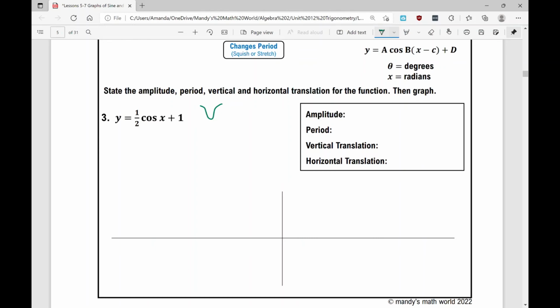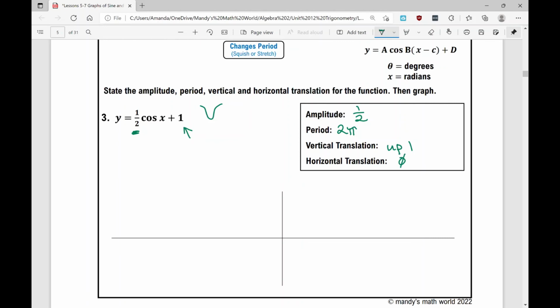So moving along, the first thing I want to point out is this 1/2 out in front. What does that 1/2 do? It changes the amplitude. Remember, it's that distance from your midline to your high line or your midline to your low line. It's always positive, and instead of being 1, like your parent function, it's now 1/2. Your period, because we're not changing any of that today, and we're having an x value here, is 2 pi. That's one cycle around your circle. We do have a +1, which is going to move our entire graph up 1 unit. And we don't have a horizontal translation here.